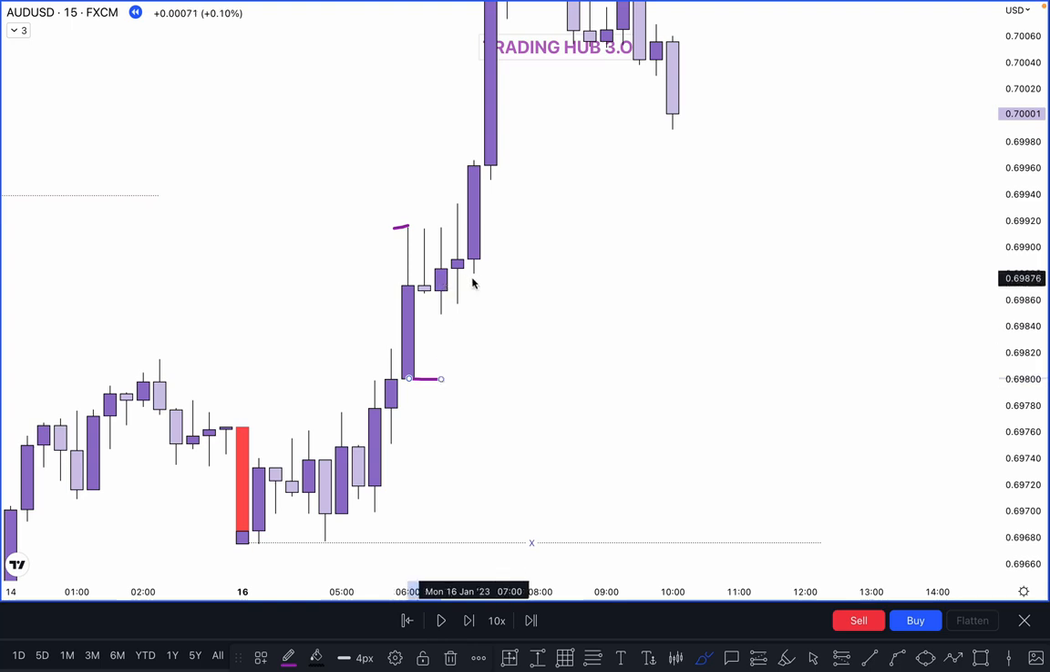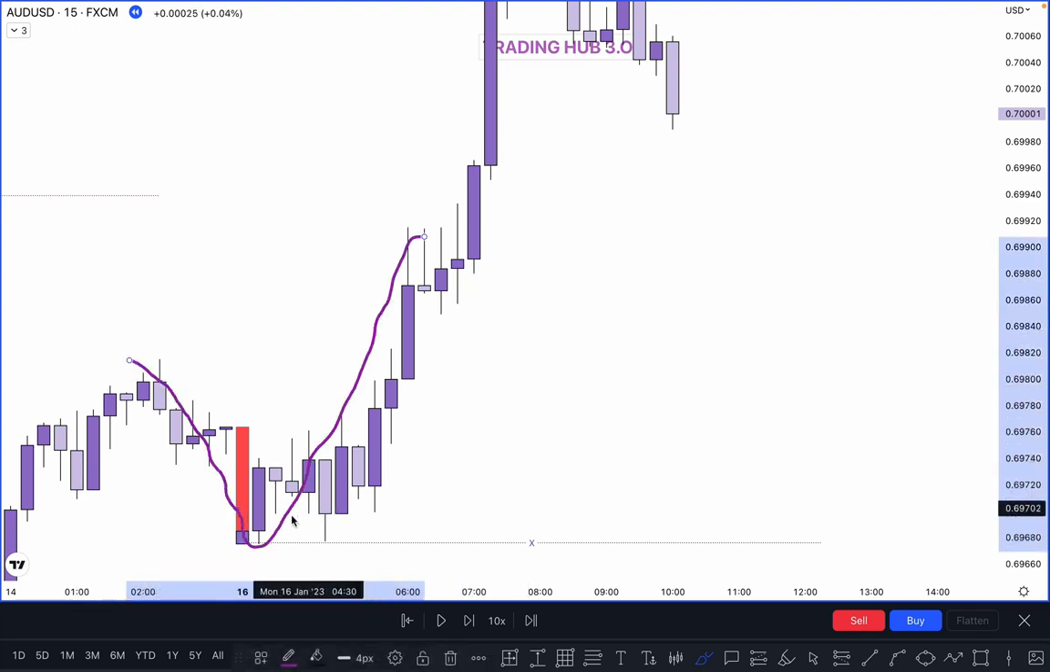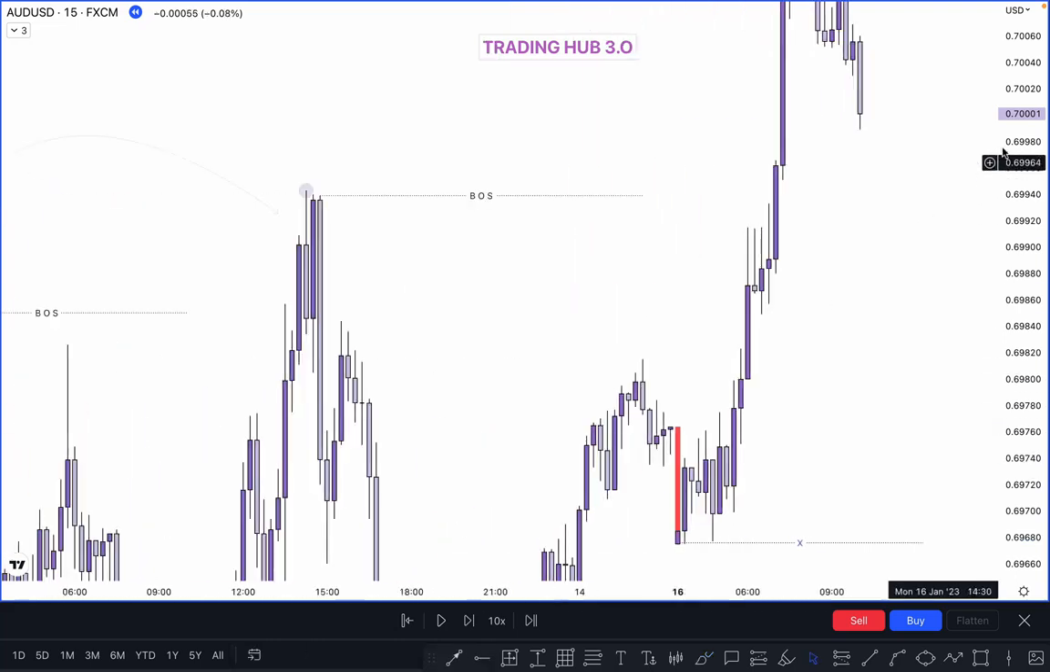That's why this is not a valid pullback as per our valid pullback theory. Okay, so what's happening here? This is our actual pullback, and the market must take out this pullback to confirm the higher high. So let's see what happened next after this one.